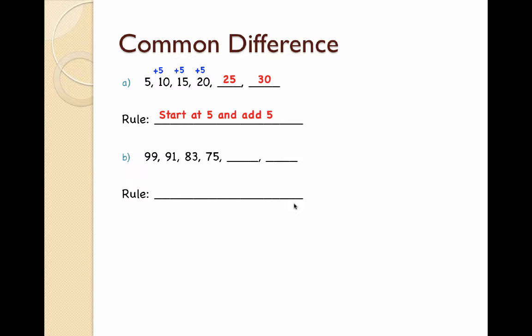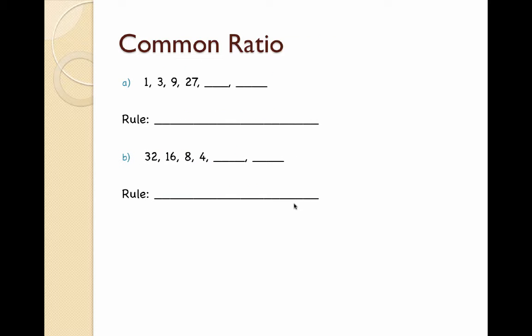For our next example, we're starting at 99, going down to 91, 83, and 75. If we know it's going down, and we notice that it's going down by the same amount, we're subtracting 8 each time. So we get 67 and 59 as our next two numbers in our sequence. The rule is start at 99 and subtract 8. It's important to have a starting point and then how to continue the rule on.